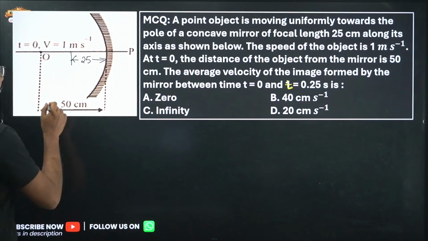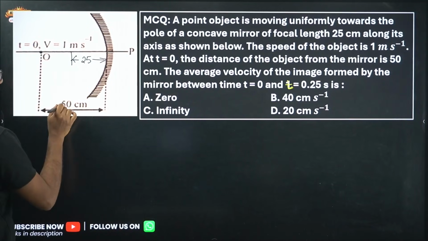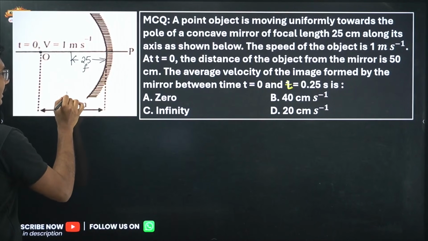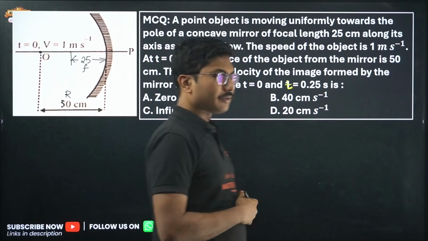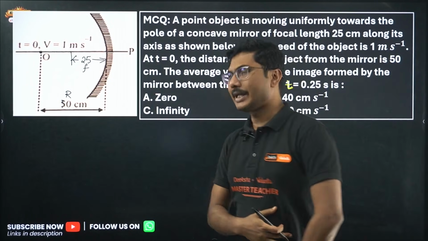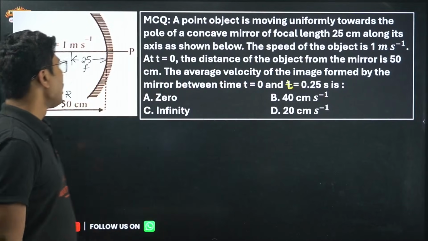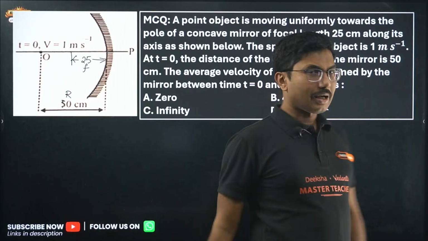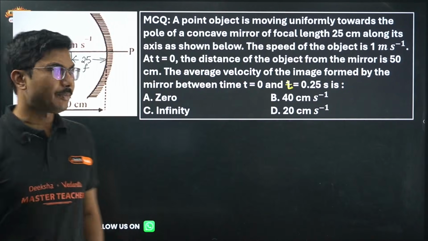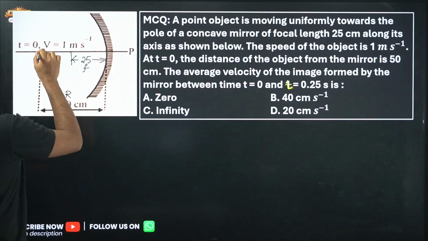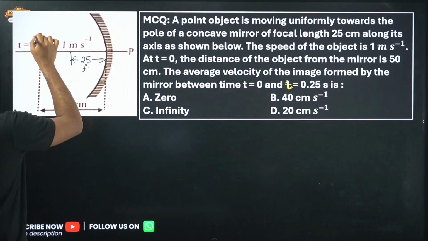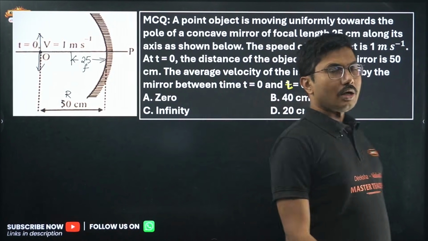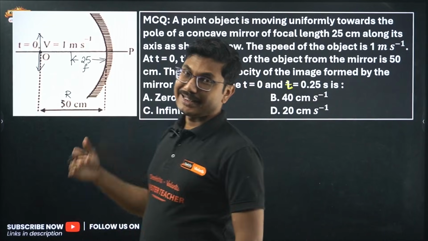Now, initially the object was at a 50 centimeter distance. If this is the focal length f, then 50 centimeter is nothing but the radius of curvature. F is equal to r by 2. That means the object was located at the radius of curvature. Now if you go back to your class 10th knowledge, you know that if an object is kept at a distance 2f, or at the radius of curvature, the object will form an image exactly at that same position.